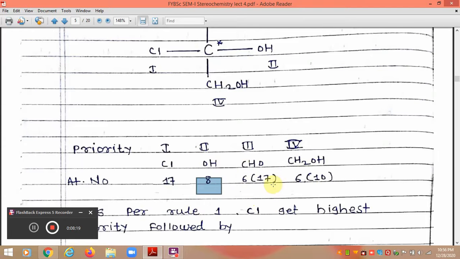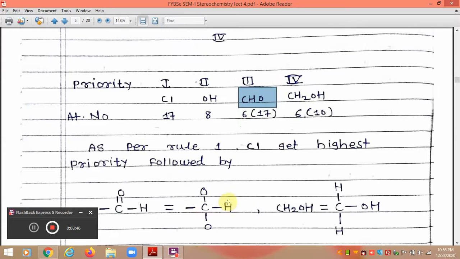and the third priority should be decided by comparing CHO and CH2OH. Both carbon atoms have the same atomic number, so in that case we have to consider the secondary set of atoms. Now this carbon is attached to 1 hydrogen and 2 oxygens, because there is a carbon-oxygen double bond in CHO. But this carbon is attached to 2 hydrogens and 1 oxygen. So definitely CHO will get the highest priority as compared to CH2OH. So this is the priority order.